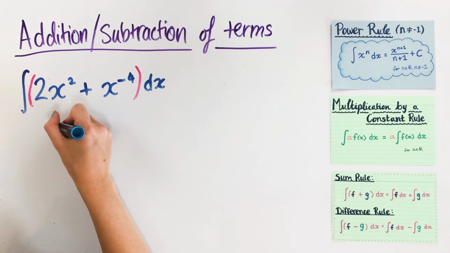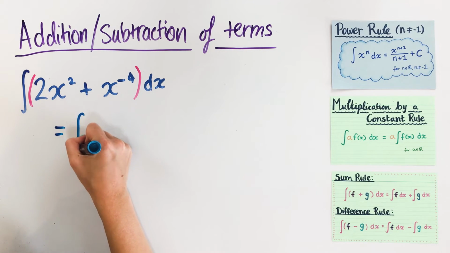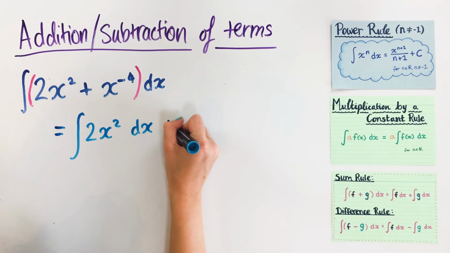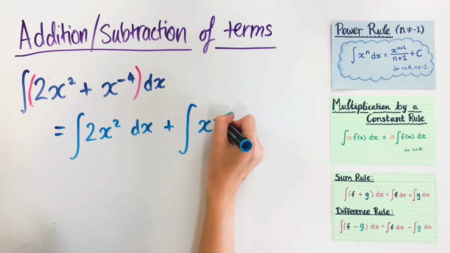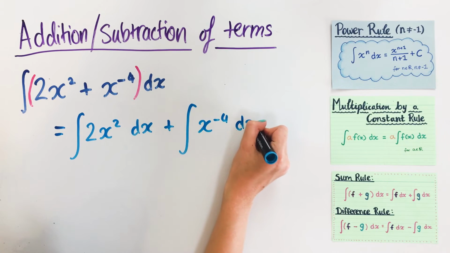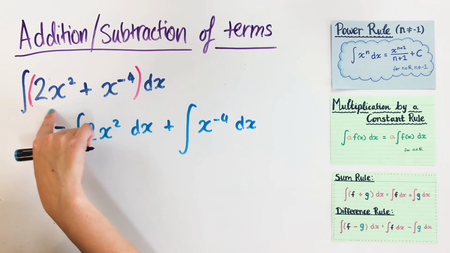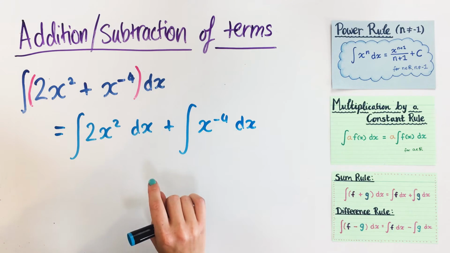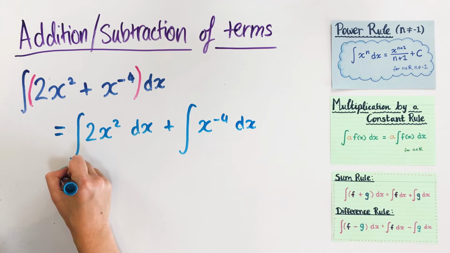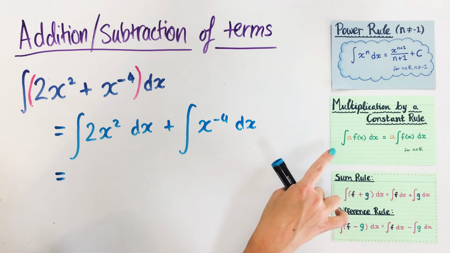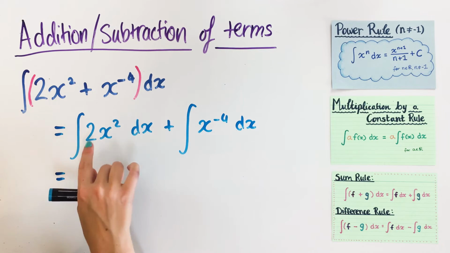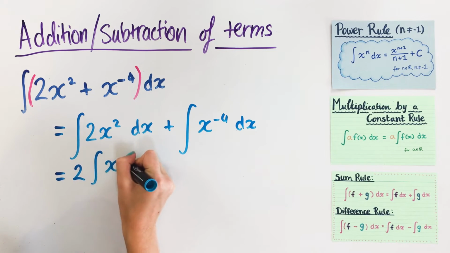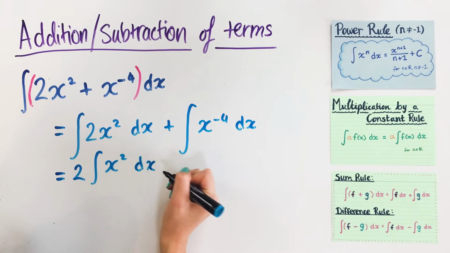Using our new rule, we can say that this is equal to the integral of 2x squared dx plus the integral of x to the minus 4 dx. So again, we've taken our 2x squared to be the f function here and the x to the minus 4 to be the g function. So if we continue to evaluate this, using our multiplication by a constant rule, this first term we can say is the same as 2 times the integral of x squared dx.